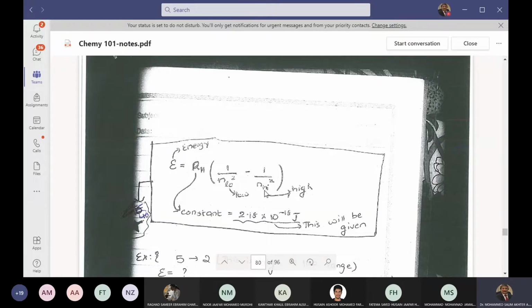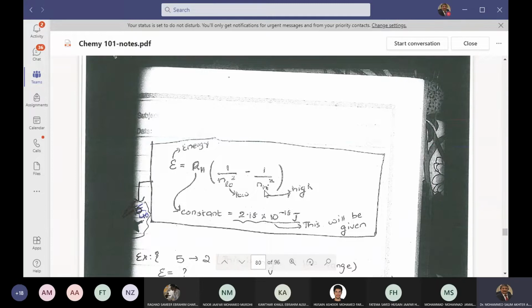I am repeating, I have done it before, I am repeating right now that for the time being, for this chapter, for this course, we are talking about jumping of electrons from high to low only. We are not going from low to high. No, no, no. Only from high to low.